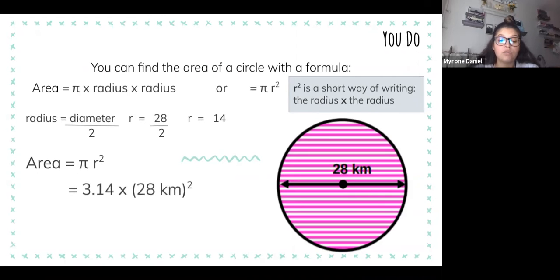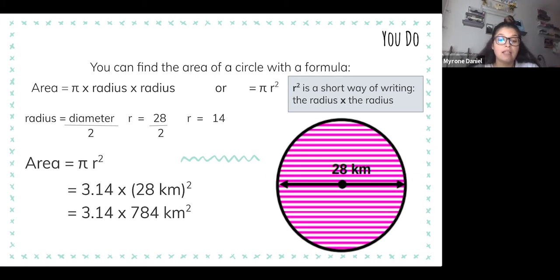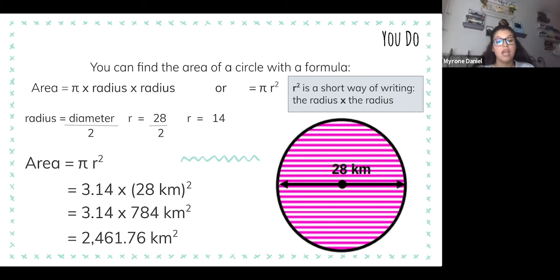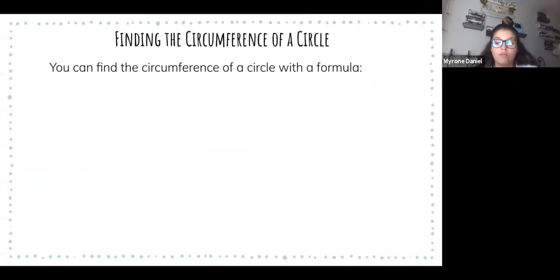That's going to give us 3.14 times 28 kilometers squared. And that is going to come out to 3.14 times 784 centimeters squared. And that's going to give us 2,461.76 centimeters squared. So now we found the area.